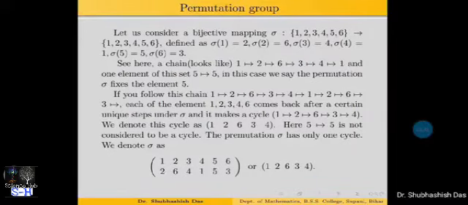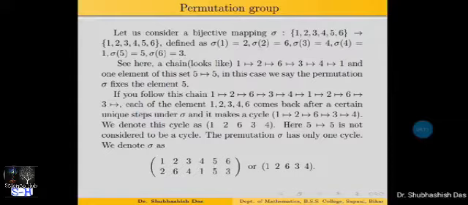Let us consider a bijective mapping sigma on a finite set containing 6 elements 1, 2, 3, 4, 5, 6 onto itself, defined as 1 goes to 2, 2 goes to 6, 3 goes to 4, 4 goes to 1, 5 goes to 5, and 6 goes to 3. See here, it looks like a chain. 1 goes to 2, 2 goes to 6, 6 goes to 3, 3 goes to 4, 4 goes to 1. And the element 5 goes to 5 itself.